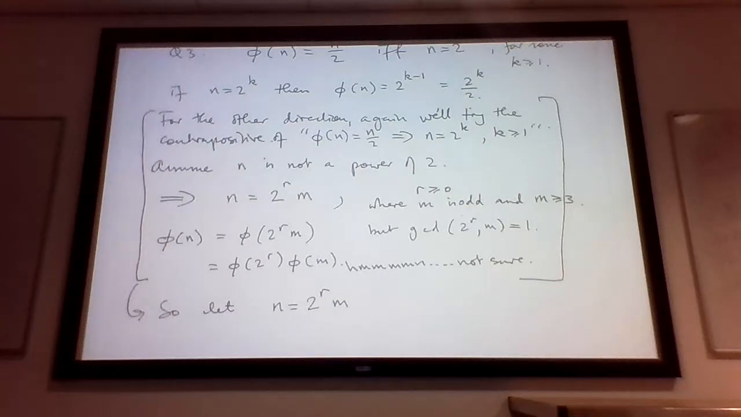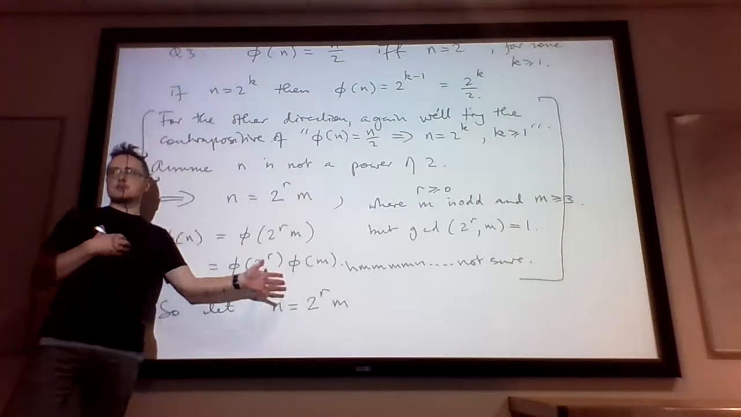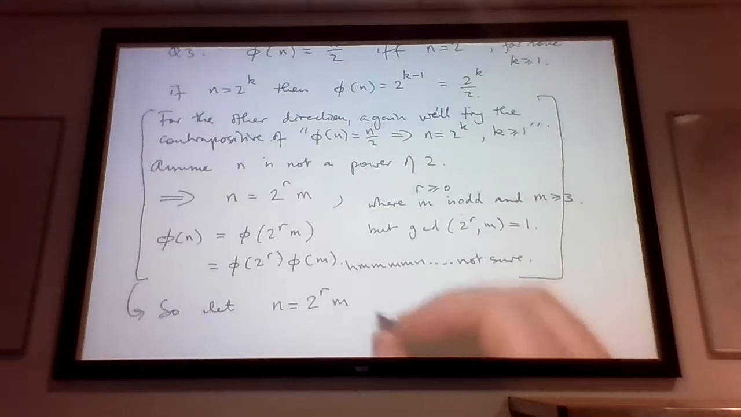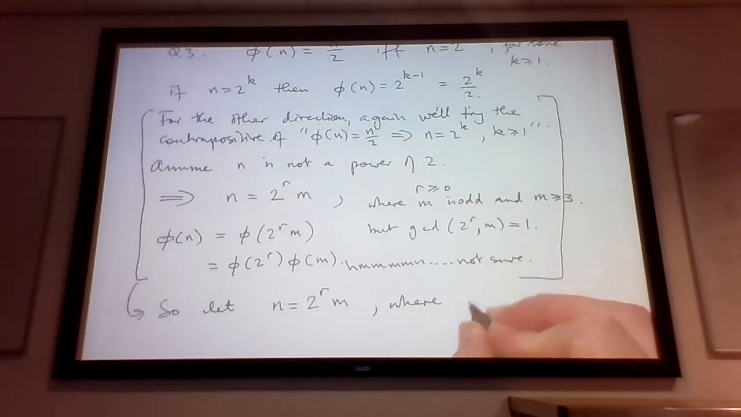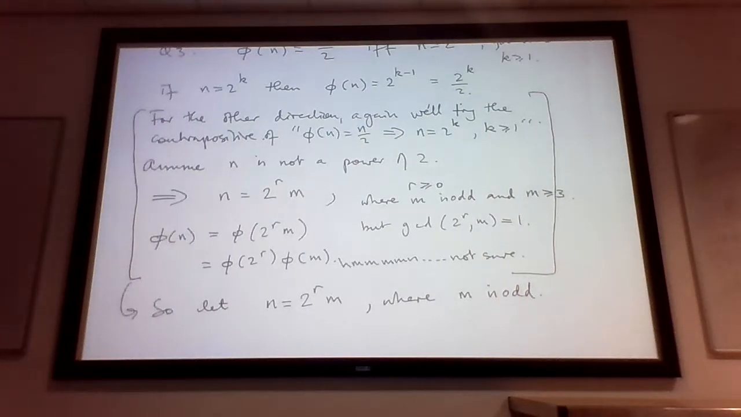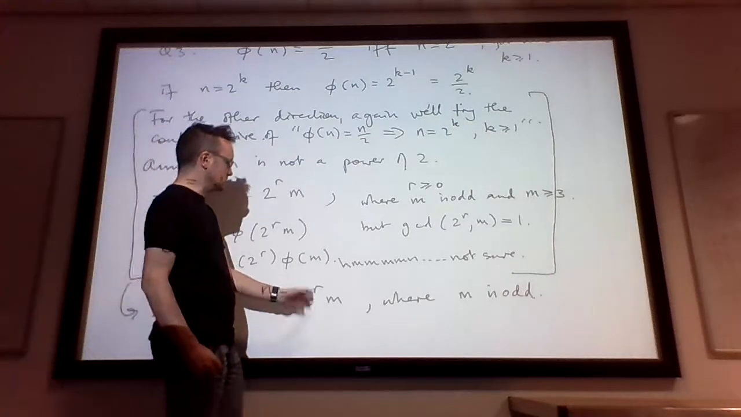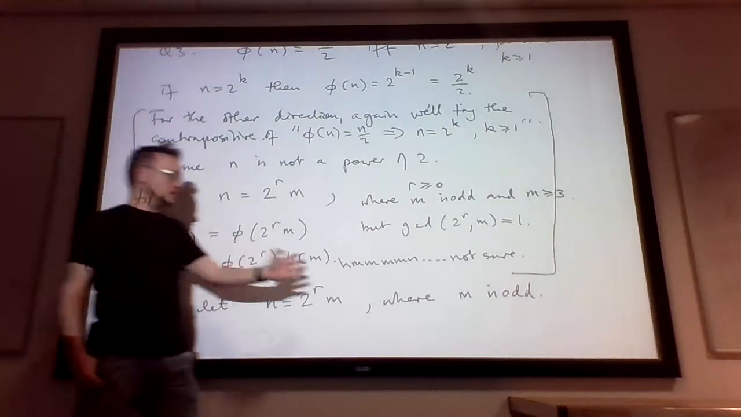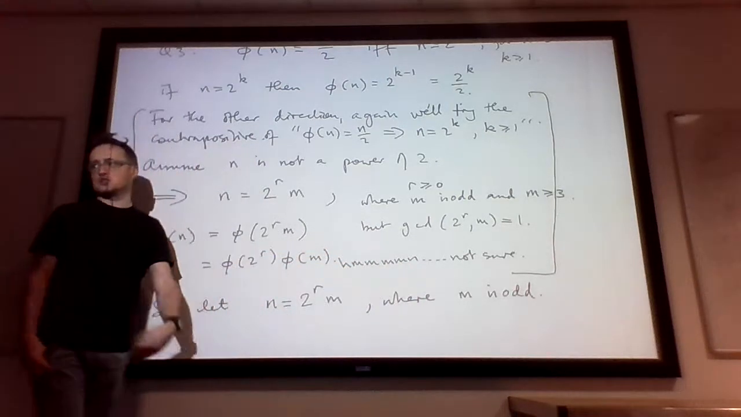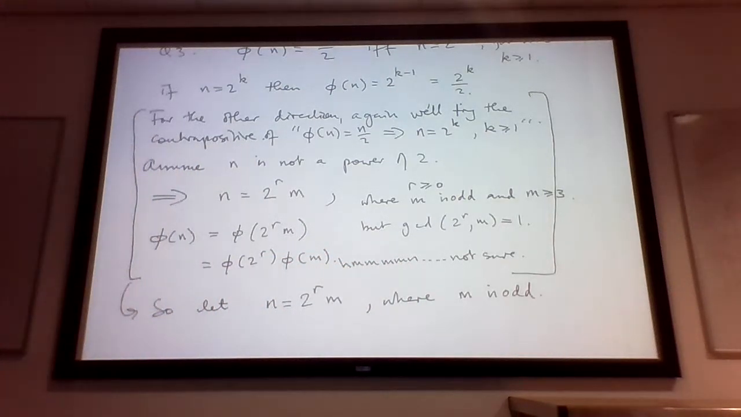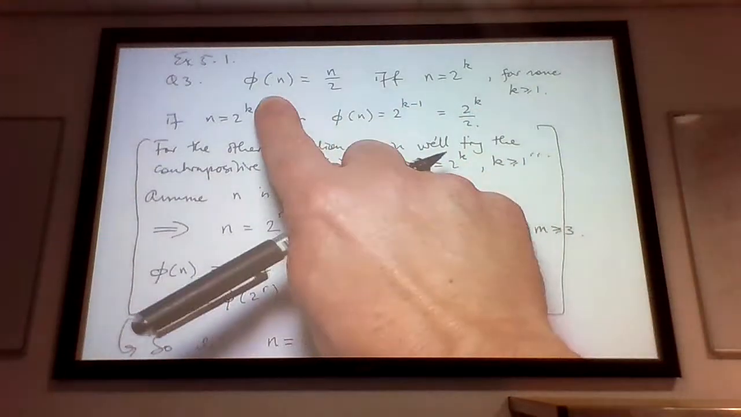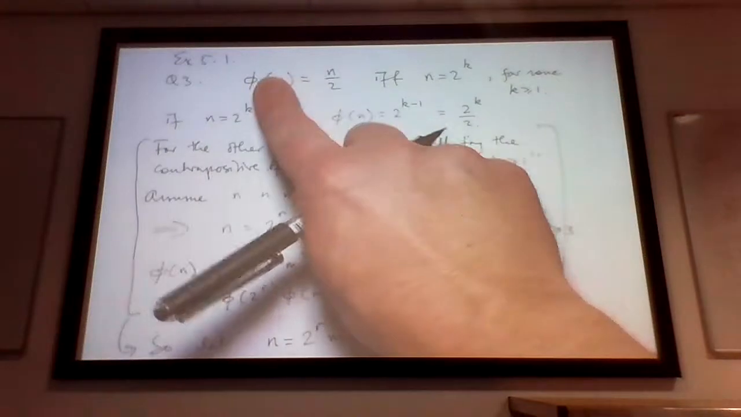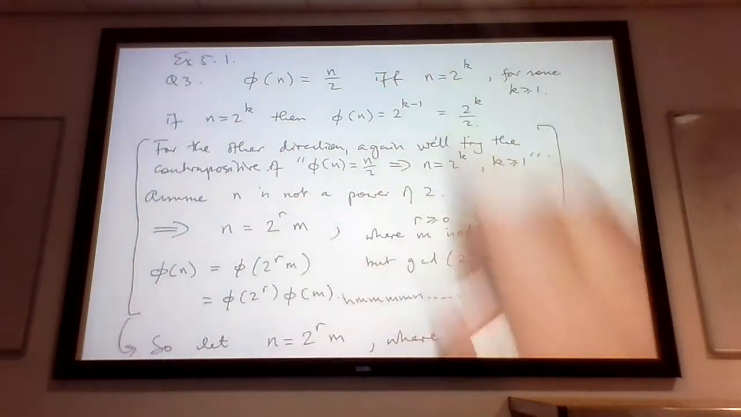So if there are any 2's in n, we suck them out into this factor 2 to the r, and the only thing we assume then is that m is odd. We take all the factors of 2 out of n, package them up as 2 to the r, and the bit that's left behind, m, is odd. Now that looks like what I just did, but here it's left open the possibility that m is 1, which is what we really want. Because we're trying to prove the other direction, that the left implies the right, because we've done the right implies the left.